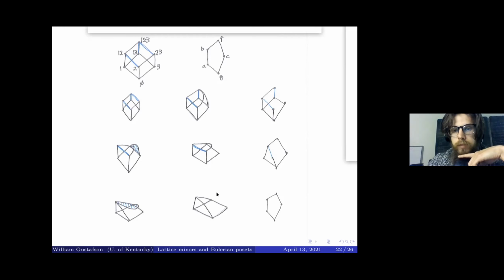Okay. So maybe that's a little hard to visualize, but there's a square on bottom, another square on top, and then these 2 triangles. And the face poset of this complex is the poset of minors of this lattice here.